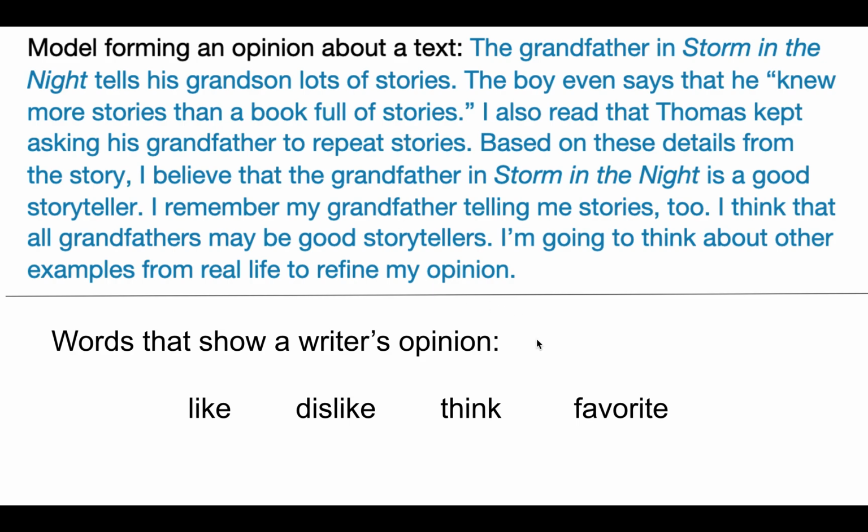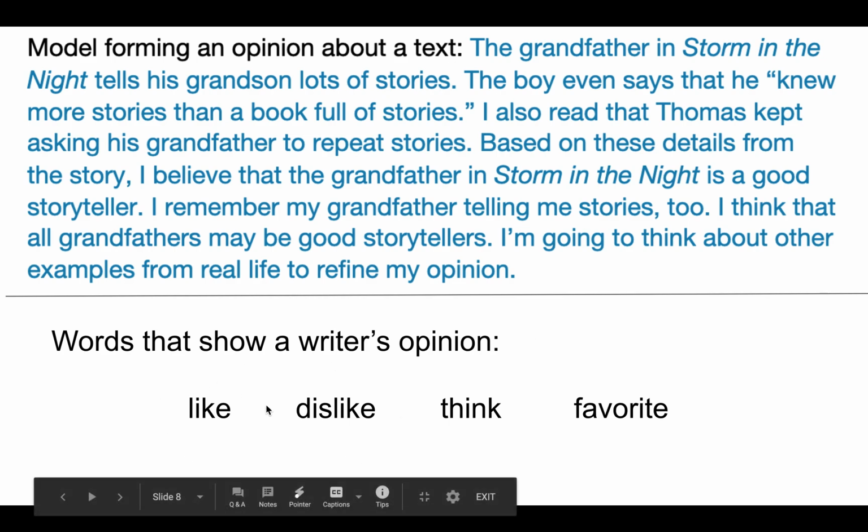Also, when you are writing, I want you to pay attention to the words that you use. When a writer is giving his or her opinion about a topic or text, they might use some of these words, for example, like, dislike, think, or favorite.